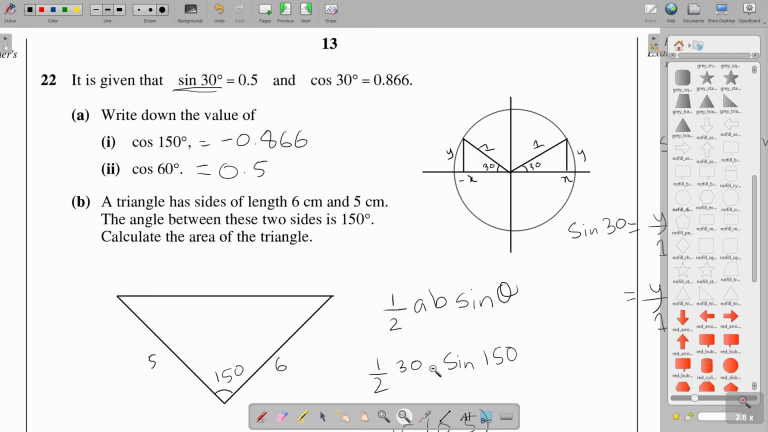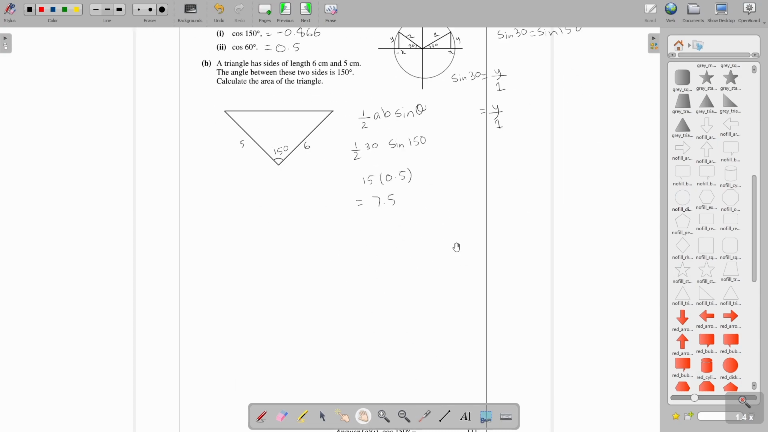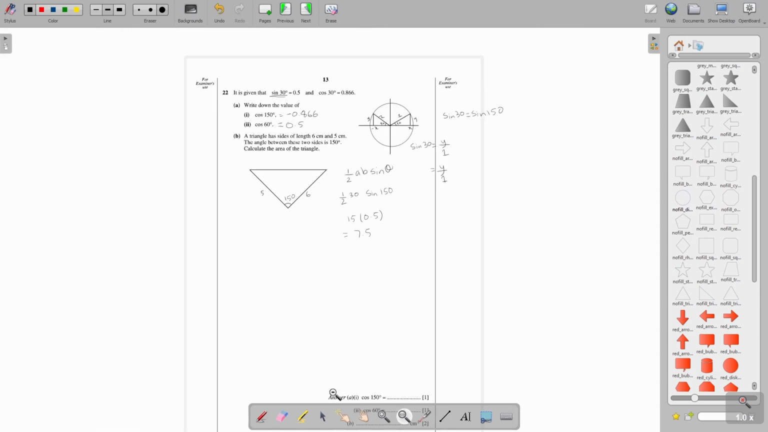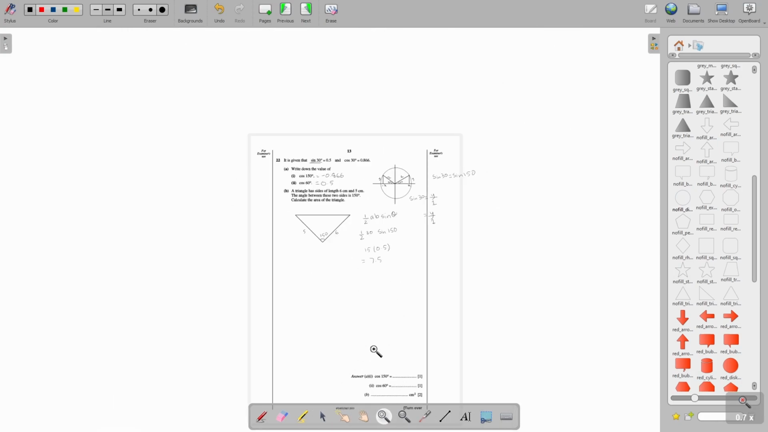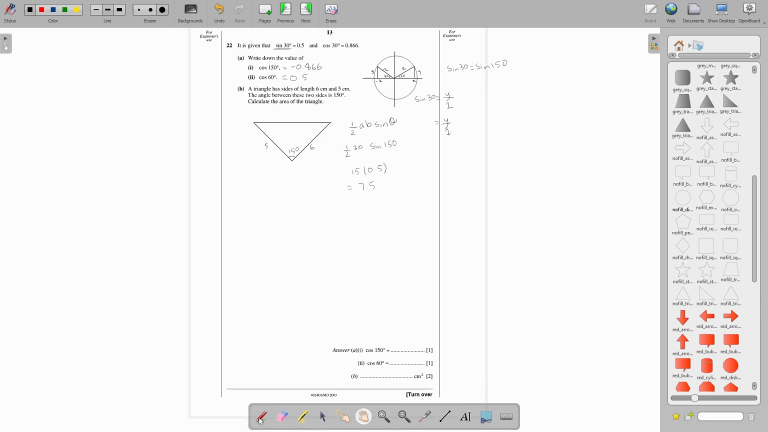All right, so let me just copy everything down there. So this is negative 0.866, this is 0.5, and this is 7.5 centimeters squared. Perfect.